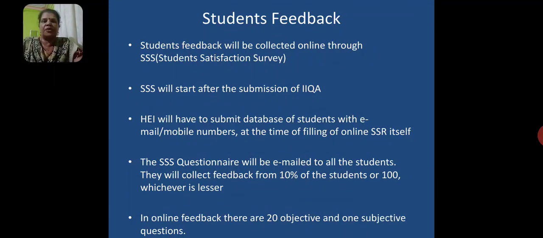The Triple S questionnaire will be emailed to all the students. They will collect feedback from 10% of the students or 100, whichever is lesser. In online feedback, there are 20 objective questions and 1 subjective question. That is, students have to answer totally 21 questions. Among them, 20 are objective questions and 1 is a subjective question.